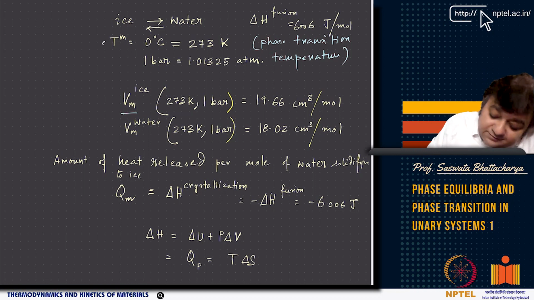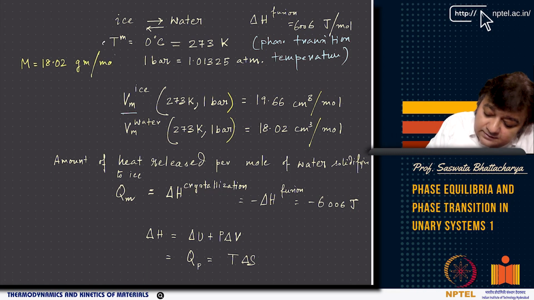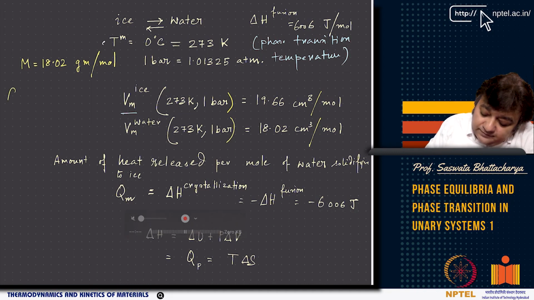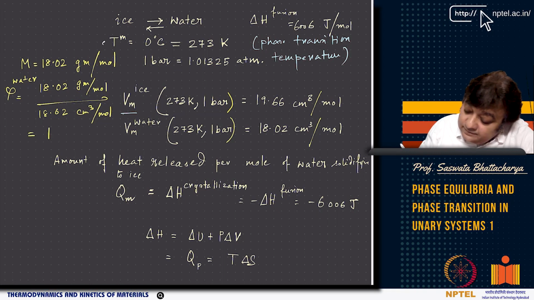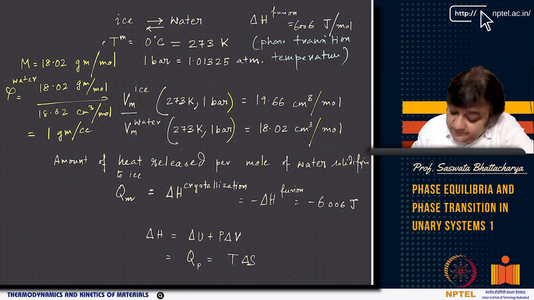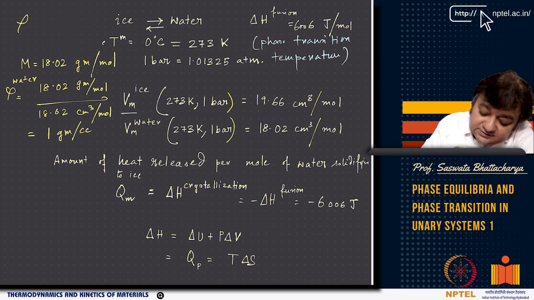What does that mean? What is the molecular weight of water? Molecular weight is 18.02 grams per mole. So if that is so, then rho is equal to 18.02 grams per mole divided by, now if I think of water, it is 18.02 centimeter cube per mole, which is equal to 1 gram per cubic centimeter, right? So density of water is 1 gram per cubic centimeter.